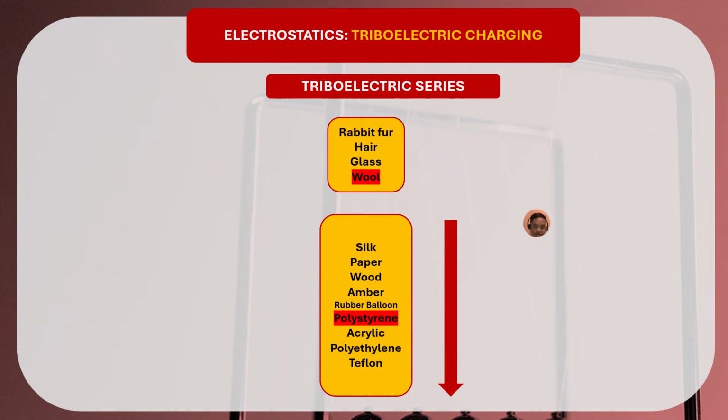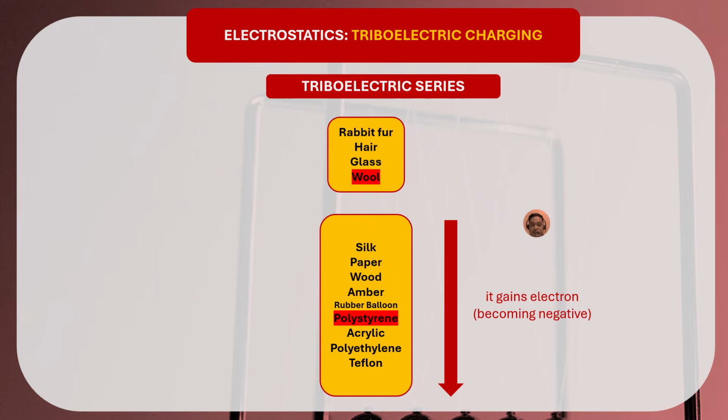When you go down the series, these materials will tend to gain electrons. Their electron affinity is higher because they tend to hold their electrons. They will not give them away. They will just gain electrons when there are free electrons nearby. They will not lose electrons. So that's why additional electrons will be received by these materials and they will become negative.